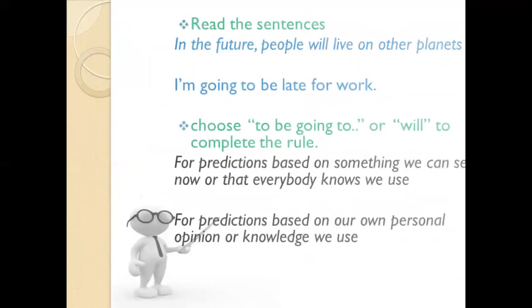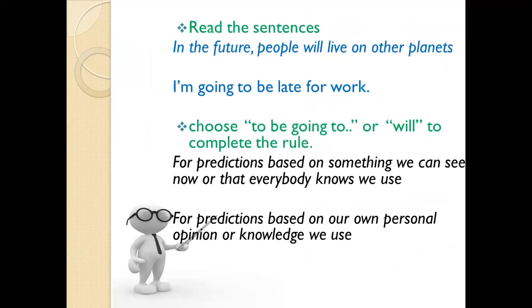Now, please read the sentences and then choose to be going to or will to complete the rule which you can see below. Third, in the future, people will live on other planets. I am going to be late for work.